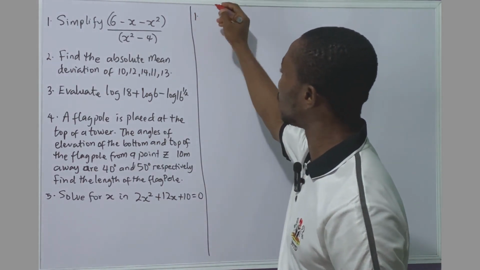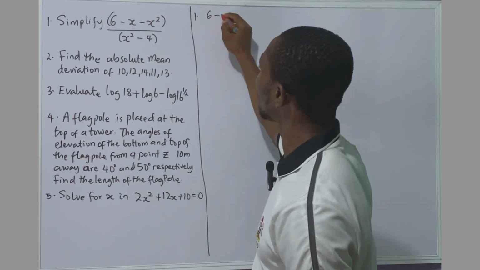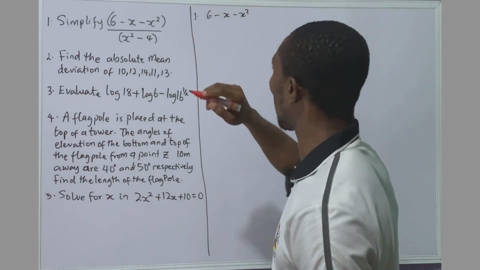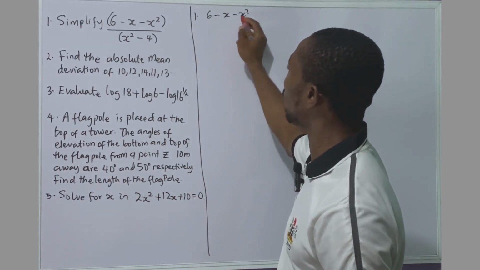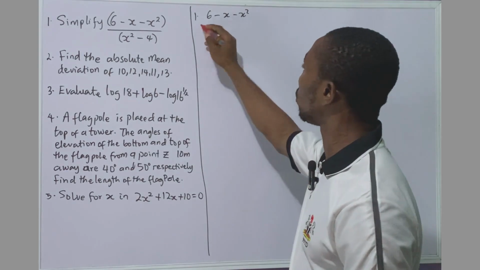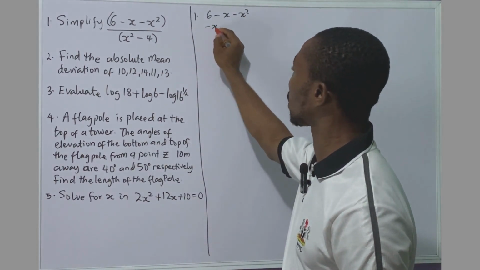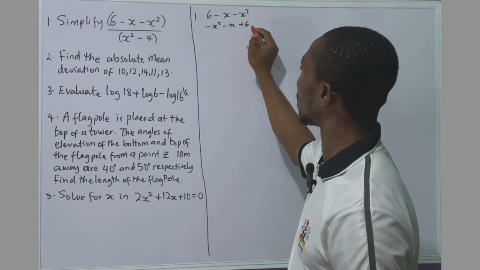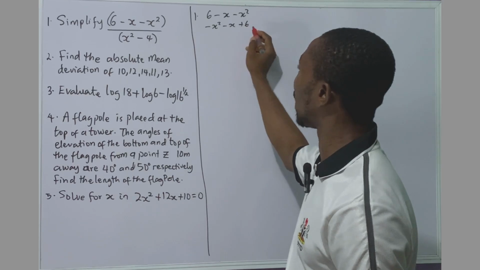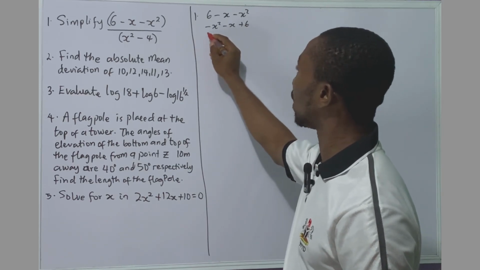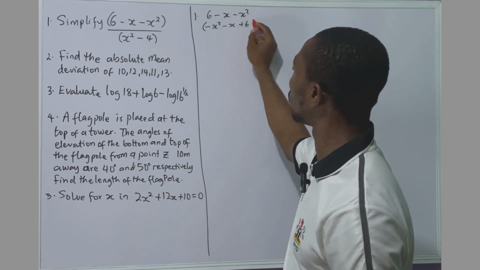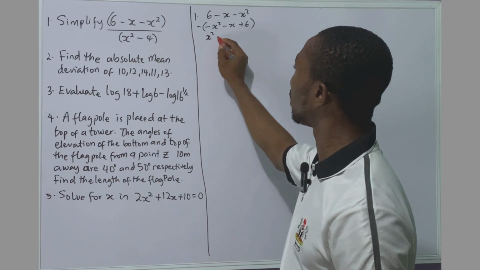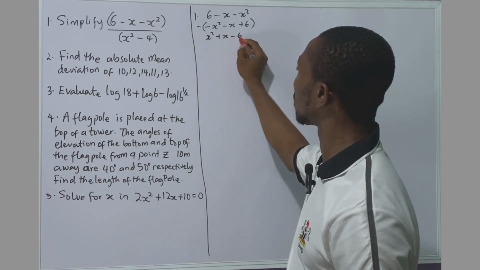For question 1, we have 6 minus x squared. Rewriting this equation, it becomes minus x squared minus x plus 6. So we multiply through by a negative, and this becomes x squared plus x minus 6.